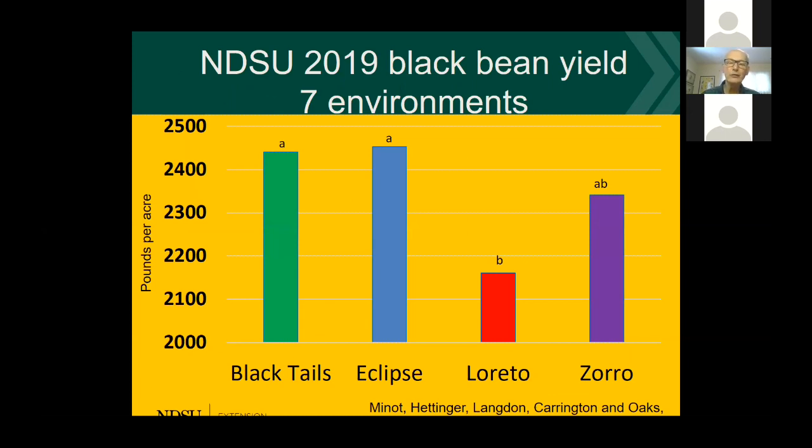This is a compilation of the data looking at the black bean yield in pounds per acre of some of the common varieties available in our region. You can see the letter above the bars. If the letter is the same, like the A's, those are not significantly different. The Loreto is significantly lower yielding than the Blacktails or the Eclipse.